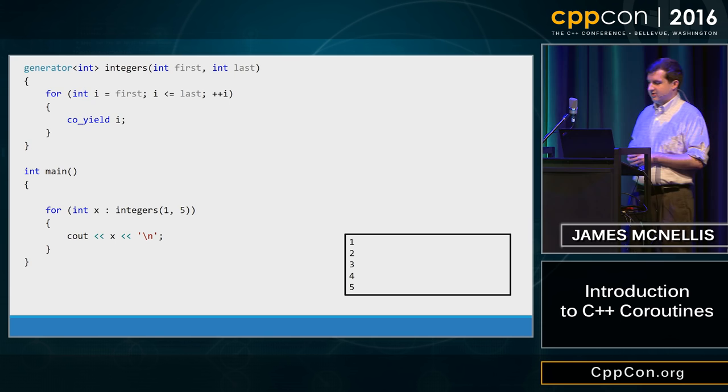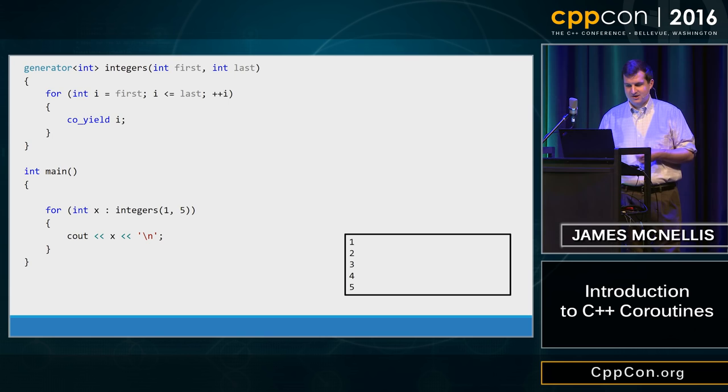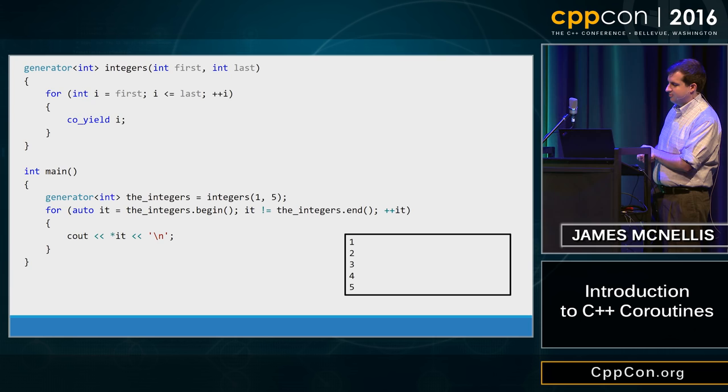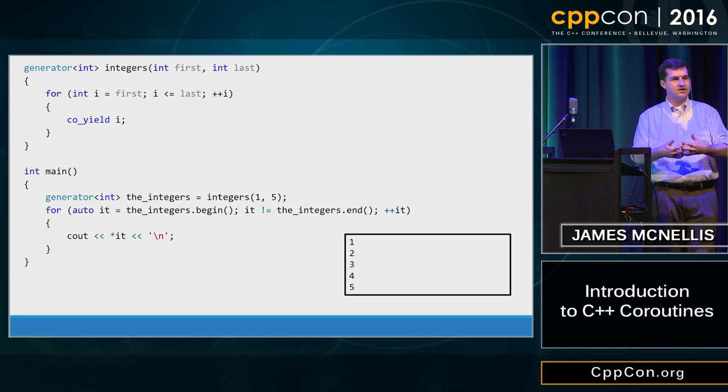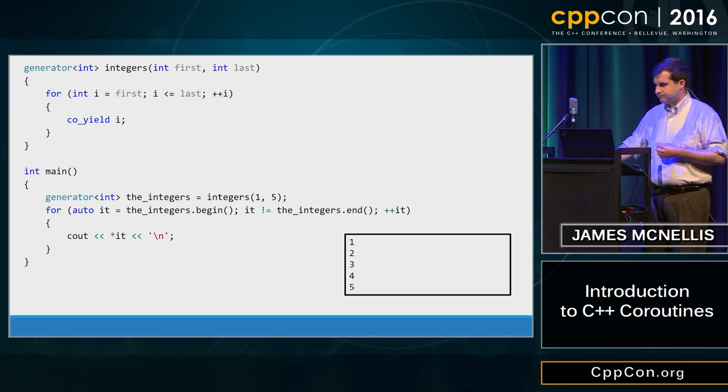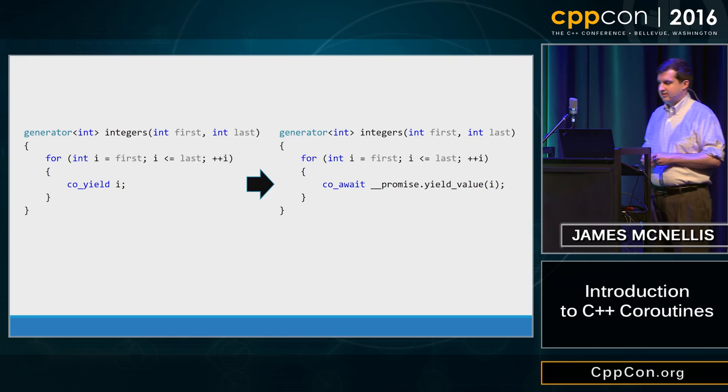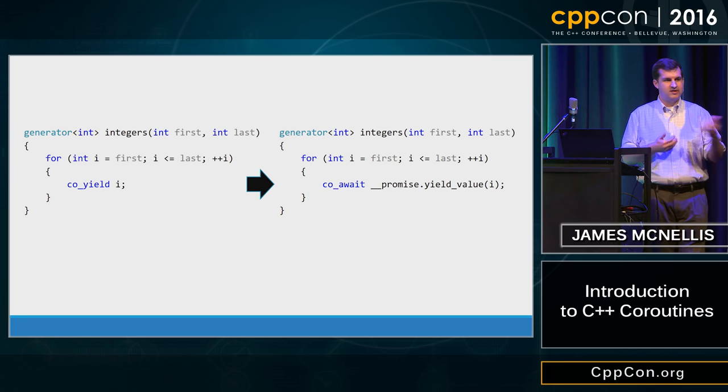Now, there's no magic here. We could actually write this just as easily with a non-range for loop. So we construct a generator of int, and then we're just getting an iterator from it, which we'll show some of the implementation of. We just call begin and end on it, and we iterate over it. What that co_yield does is it takes the promise, and it calls yield_value on it, and then awaits on whatever it returns.